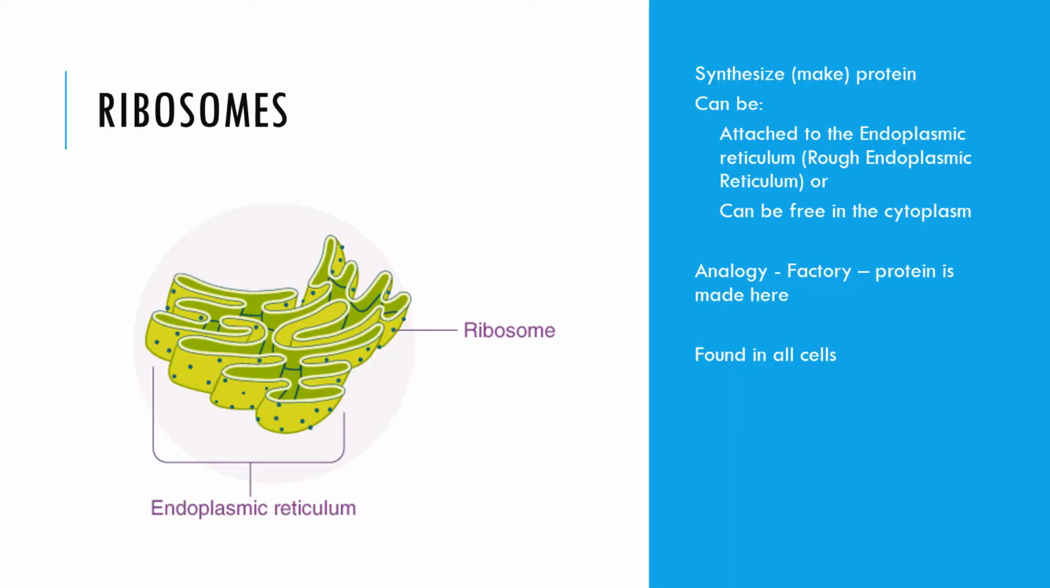Our next organelle is called the ribosome, and the ribosome is involved in making protein. Ribosomes can be found attached to endoplasmic reticulum, making it the rough endoplasmic reticulum, or they can be found free in the cytoplasm. If we were to compare the ribosome to an everyday structure or everyday object, we could compare it to a factory because this is where protein is made. Ribosomes are found in all cells.